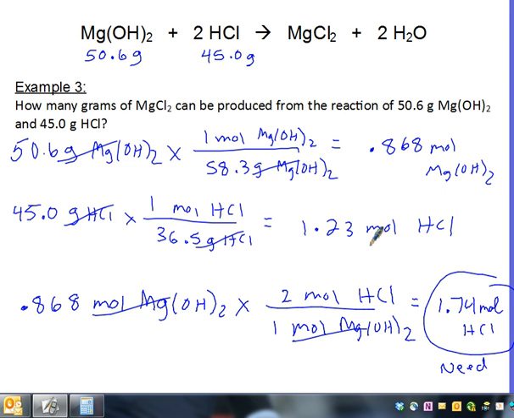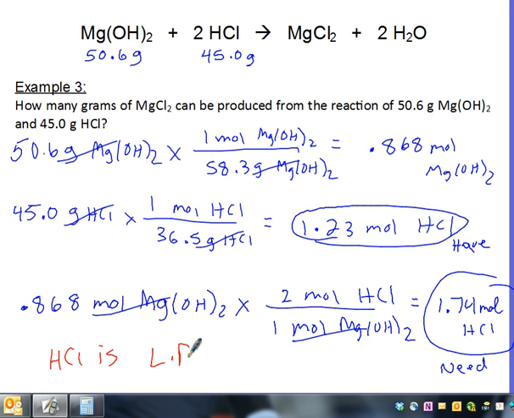This right here is what we have, half. Do we have enough? No, we don't. We don't have enough. So that means the HCl is the limiting reactant. I'm going to abbreviate that. So HCl is the limiting reactant.